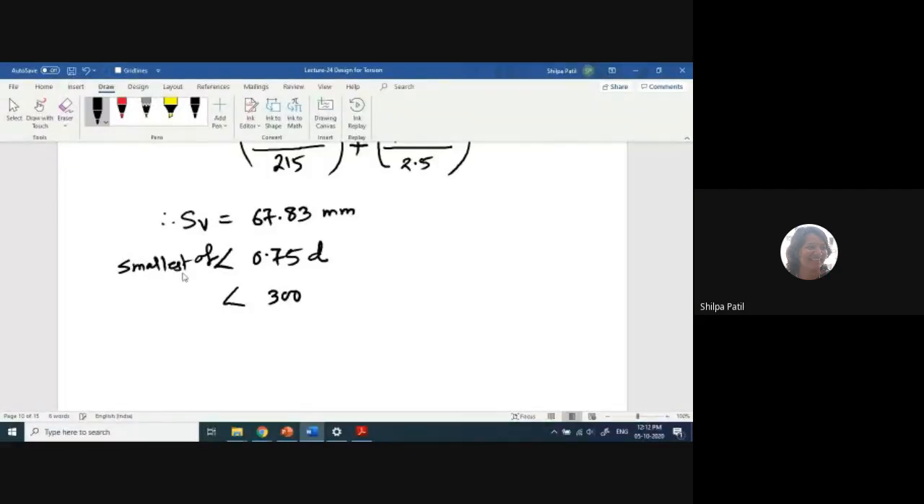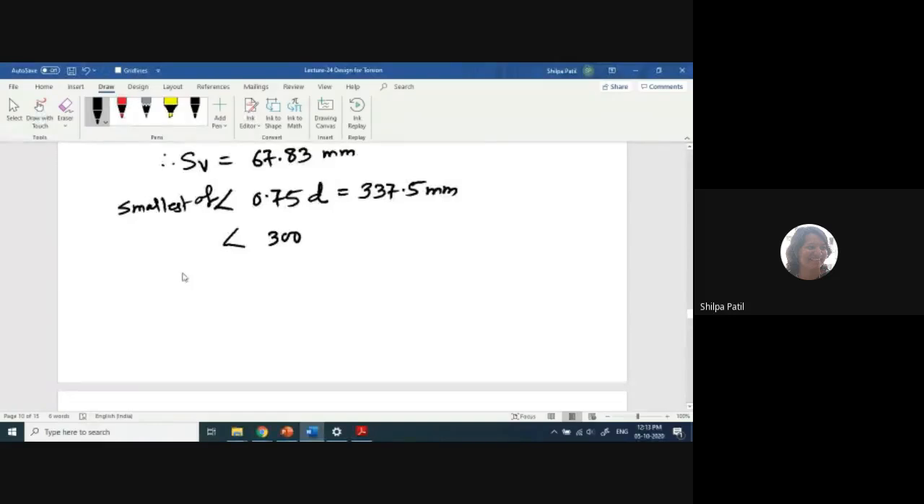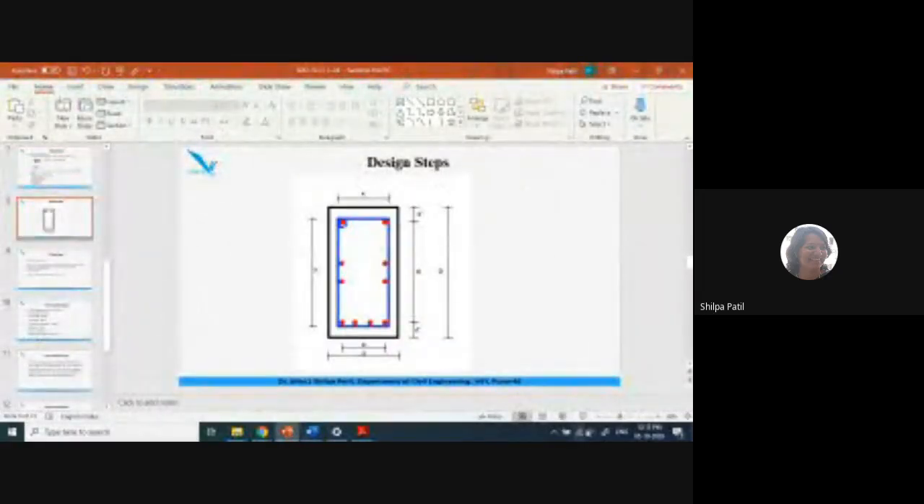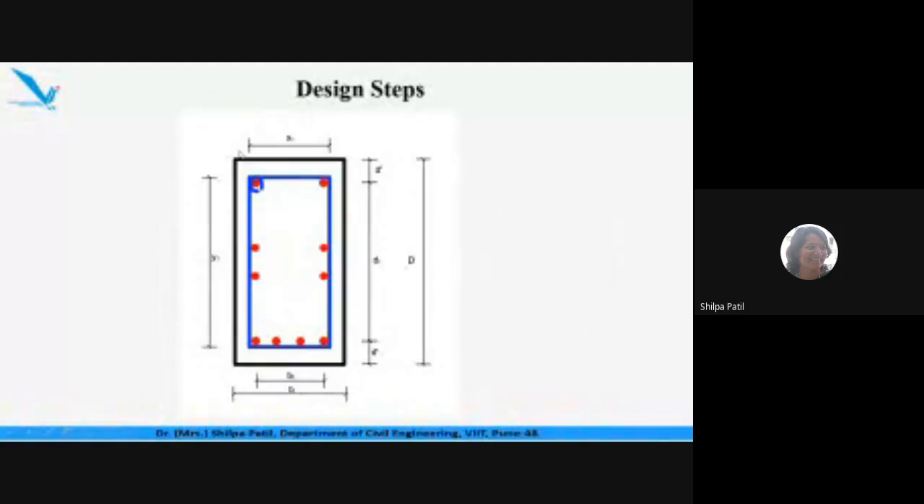Okay, 0.75D. What is the value? D is 337.5. Okay, 300 is the value. It is already given there. Then we have to find out x1. What is x1 now? X1 is the shorter dimension of your stirrup. So I will go back to this diagram. This is x1. Okay, shorter dimension of the stirrup.